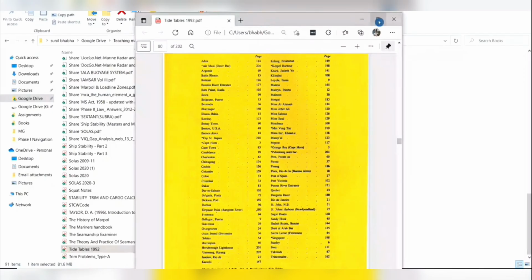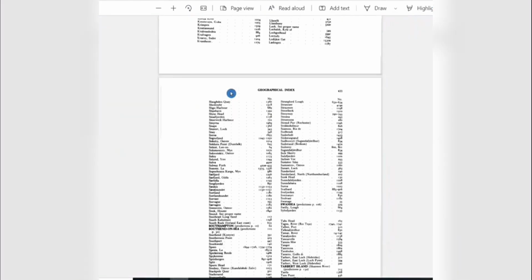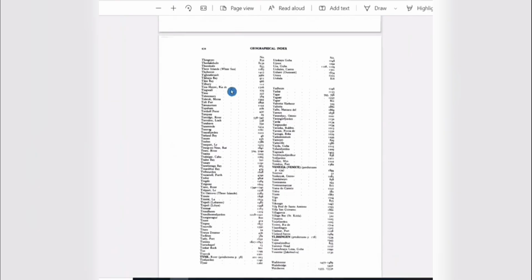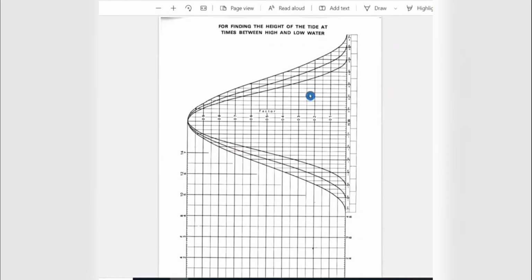Look at the tide tables which you have. This is volume 2. Okay, after volume 1 there will be a separator of yellow color. So that tells you this is volume 2. This first page will give you the index to standard ports. On the next page you have this diagram.